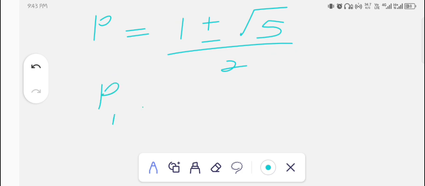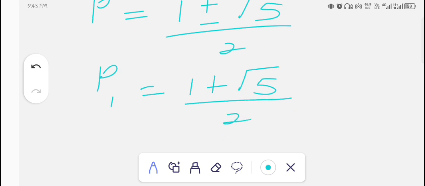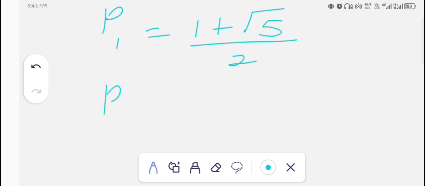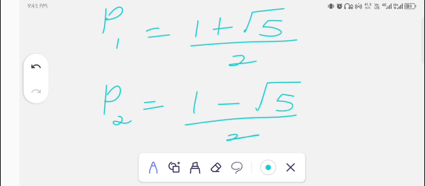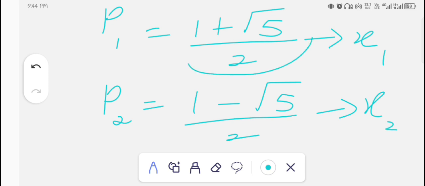This is p1, the first value, 1 plus the root of 5 upon 2. And the second value for p, p2, would be equal to 1 minus the root of 5 upon 2. Good. If this is true, it's expected that we have two values for x as well, x1 and x2. Very good.